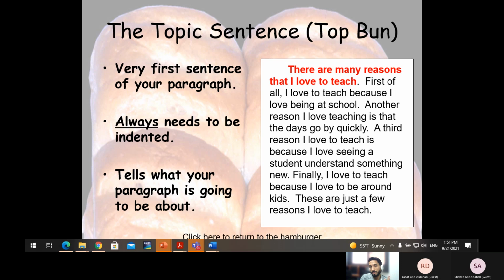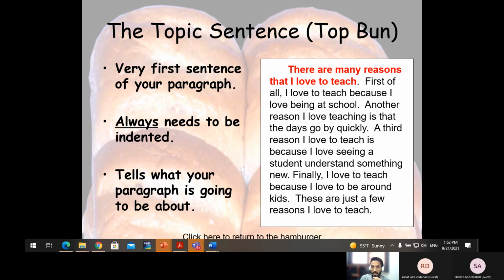Okay, for example, there are many reasons that I love to teach. In other words, I can start my paragraph with another topic sentence. Okay, or I can start with, I love teaching English for many reasons. Okay. Again, can you identify the topic sentence?